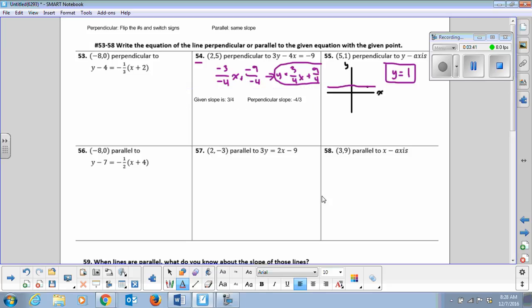Okay, from here we need to use point slope form and rearrange. So y minus y1, in this case my y1 is 5, so y minus 5 is equal to my perpendicular slope, which is -4 over 3.